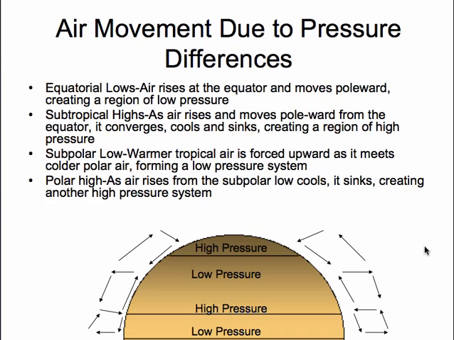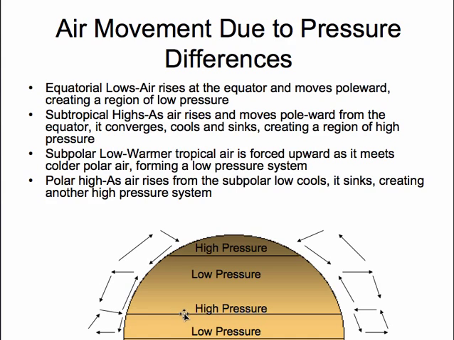So this air movement due to pressure differences creates different areas of low and high pressure over the globe. The first one, starting at the equator, is the equatorial low. As air rises at the equator, it moves poleward, creating an area of low pressure because hot air is less dense and therefore rises. As that air rises, again it cools in the upper troposphere, sinks, and you have an area of high pressure, which is your subtropical high. So as the air rises and moves poleward, it converges, cools, and sinks, creating an area of high pressure.